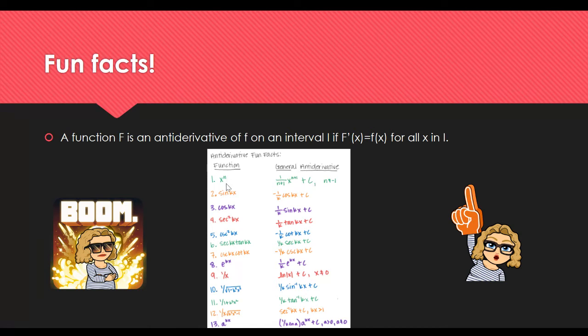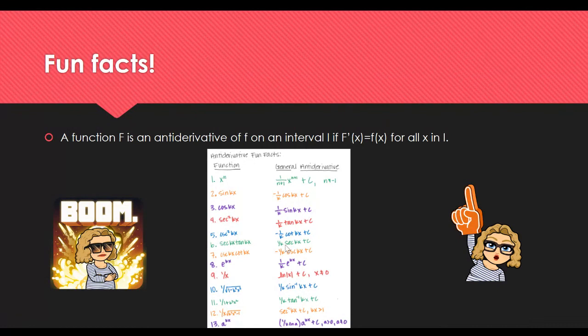So if you have a function of like x to the nth power, the antiderivative, here's what you do. You put your power out front, add 1 to it, and put it under 1. And then that's also your new power. So if you had like x to the third, the antiderivative would be 1/4 x to the fourth. Add 1 to it, and then make that fraction out front.